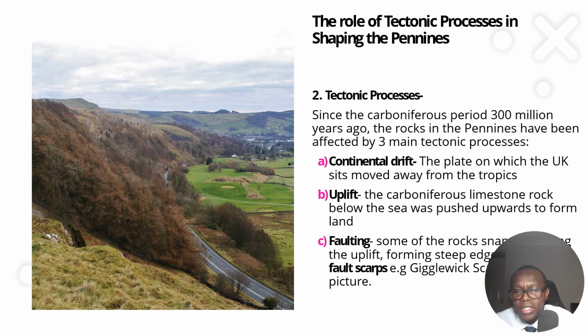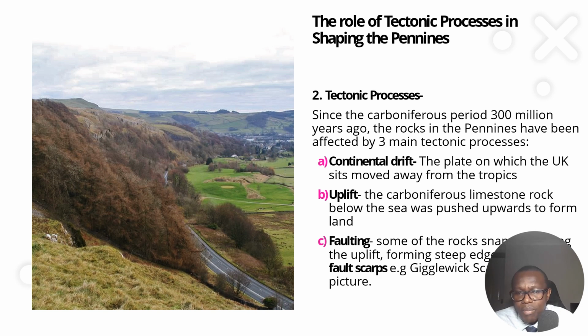So the rocks in the Pennines have been affected by three main tectonic processes. The first one is continental drift. Now we know that the theory of continental drift suggests that continents tend to drift away from each other or towards each other because of convection currents at work beneath them. So the continental drift meant that the plate on which the UK sits moved away from the tropics and ended up in the mid latitudes, where we are at around 58 to 60 degrees north of the equator.